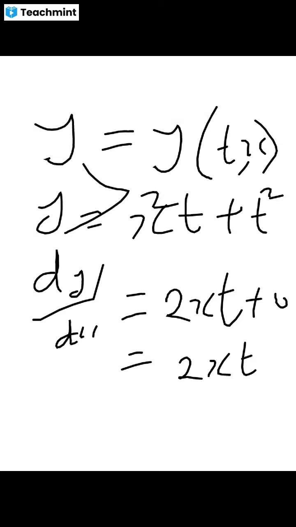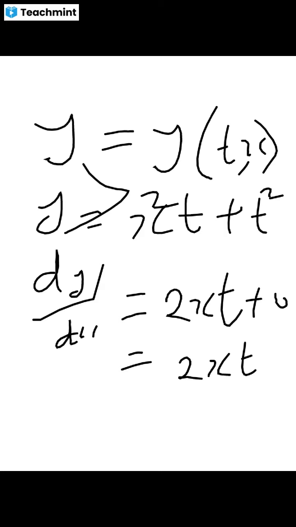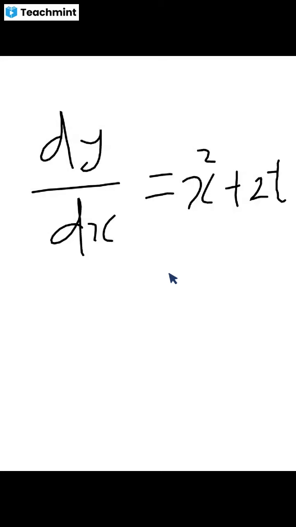So dy dx is 2xt. Likewise, dy over dt is equal to x squared plus 2t, because you can see here that y is equal to x squared t plus t squared. In this case we are differentiating y with respect to t, so our x is constant. We now have x squared, because the derivative of t is 1, plus the derivative of t squared, that is 2t. So we now have x squared plus 2t, as we have in this expression.